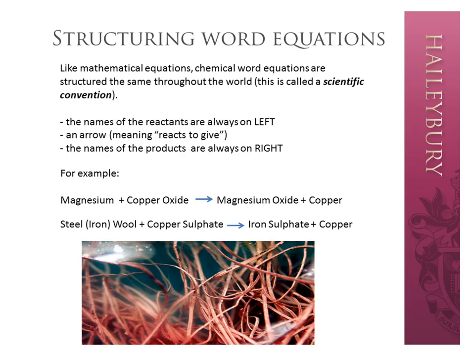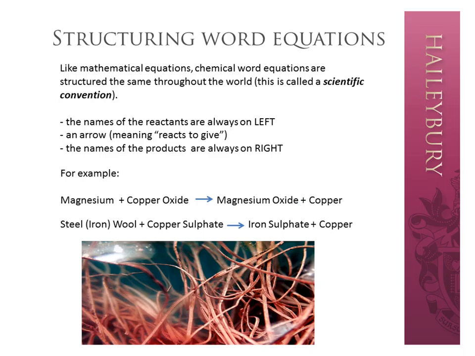For example, let's look at the two down here. We've got magnesium and copper oxide. These two substances are on the left, therefore they're called the reactants. Magnesium and copper oxide are the reactants. This arrow here means reacts to give. And on the right hand side we've got magnesium oxide and copper. These two substances are the products because they're on the right.